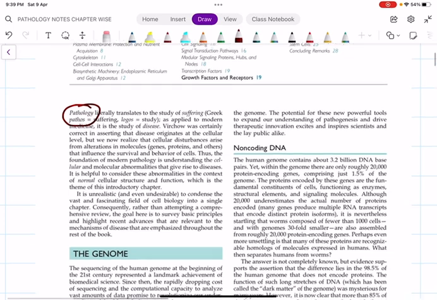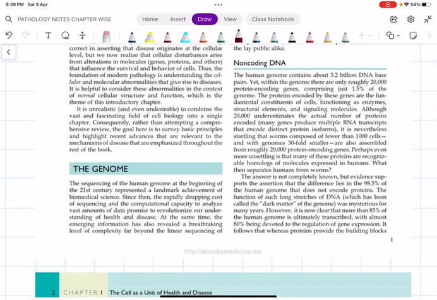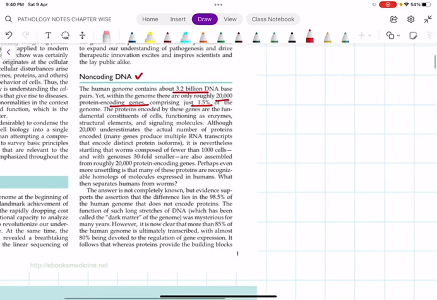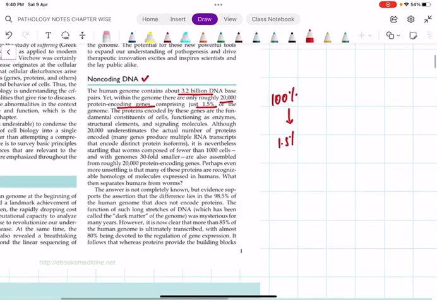Okay, coming into the genome, please focus on the points I am stressing. We have two types of DNA: one is non-coding DNA, and another is coding DNA. Remember, the human genome has 3.2 billion DNA base pairs. Out of that, only 20,000 are protein encoding. Out of 100% of the genome, only 1.5% codes for protein.